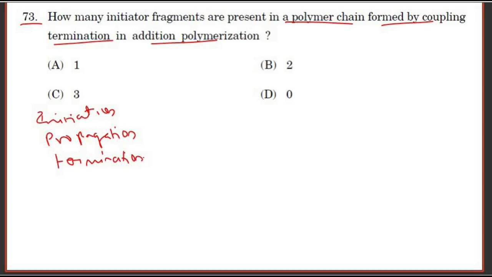So for termination, for example, if you add 2 radicals, you will get R2. The reaction will be terminated. The reaction stops. Likewise, in addition polymerization, minimum 2 radicals are required for termination. Hence option B is the correct answer.